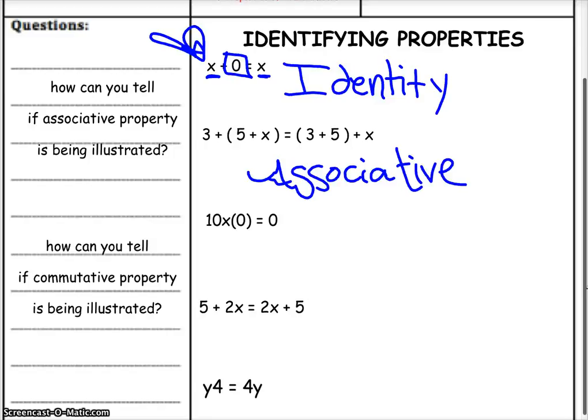10 times x times 0 equals 0. Ella? 0. 0 property. How do I know that? I always compare left side to right side. I have a 0. I utilize the 0 property.